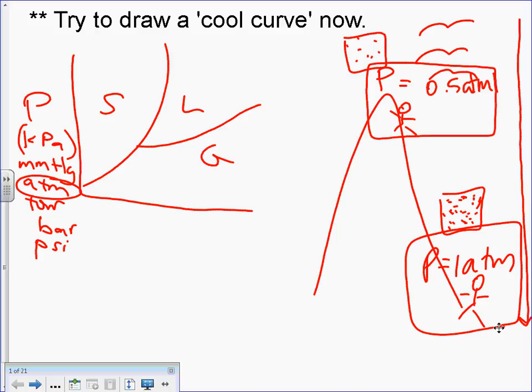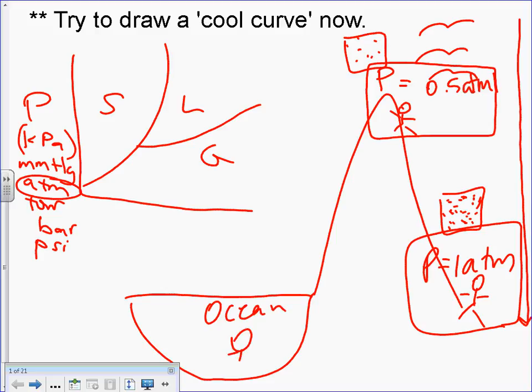Now, under the ocean, here we go. Here's the ocean. I'll label it for you. And we're down here with our goggles on. Okay? And a little air tank, scuba diving. Bubble, bubble, bubble. Okay? So tell me about the pressure there.